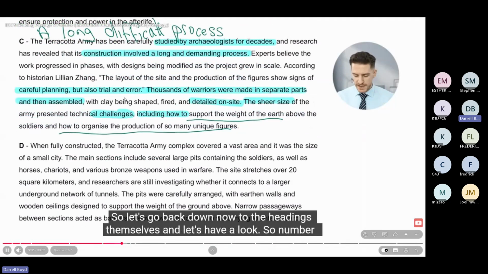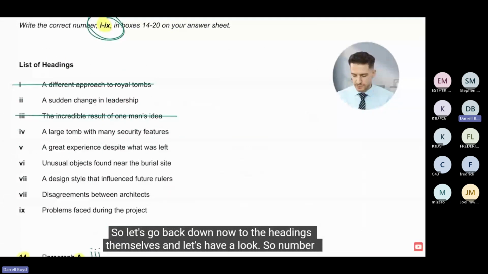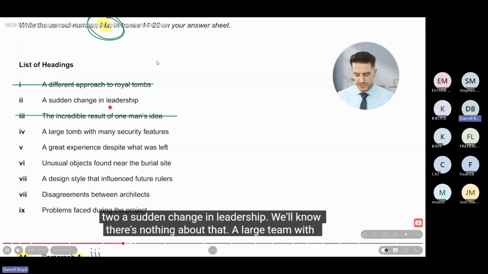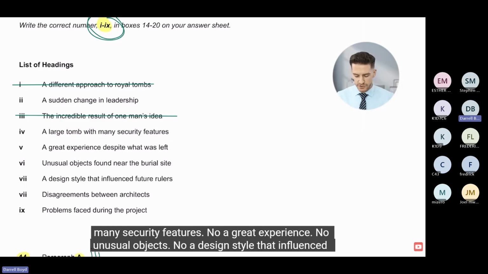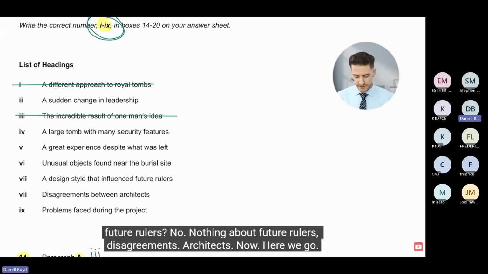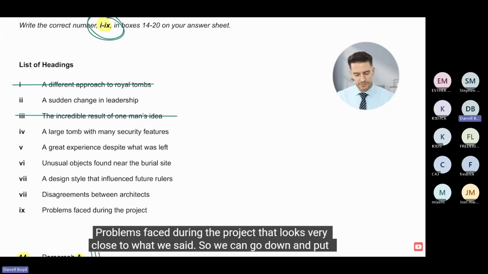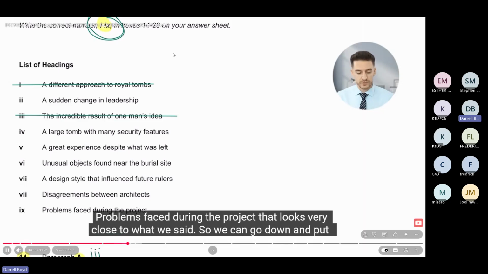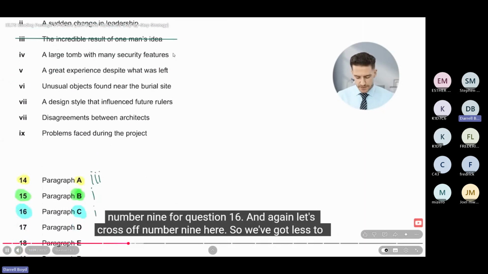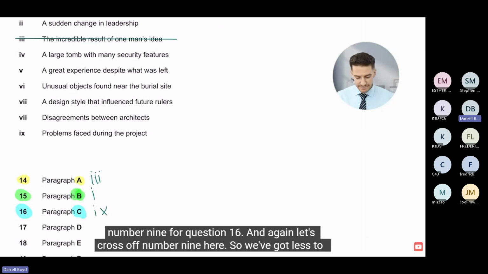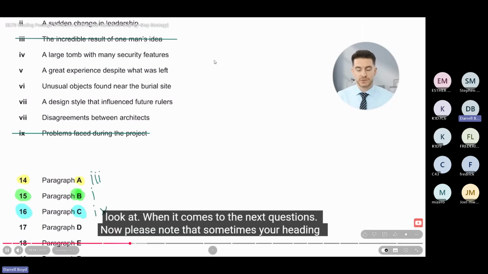So let's go back down now to the headings themselves and let's have a look. So number 2, a sudden change in leadership. Well, no, there's nothing about that. A large tomb with many security features. No. A great experience. No. Unusual objects. No. A design style that influenced future rulers. No, nothing about future rulers. Disagreements, architects. No. Here we go. Problems faced during the project. That looks very close to what we said. So we can go down and put number 9 for question 16. And again, let's cross off number 9 here. So we've got less to look at when it comes to the next questions.